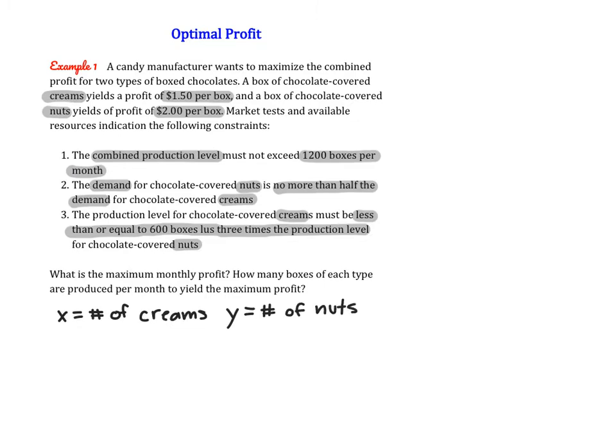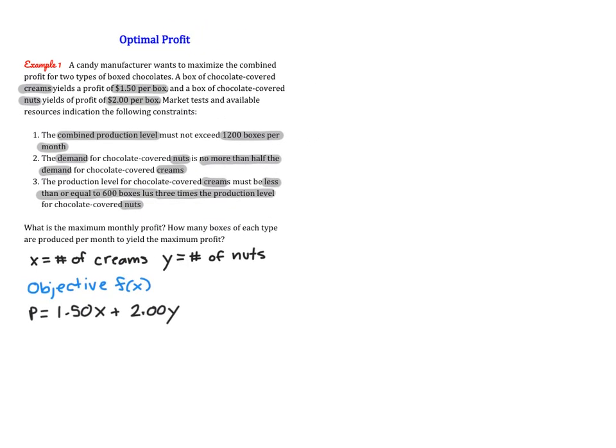So now we need to go back and create our objective function because we want to see what we're trying to optimize. So our objective function is going to be for profit because they ask what is the maximum monthly profit, and we can create that. We can say P equals, when we know we get $1.50 profit for each box of creams, and we know that we get $2 of profit for each box of chocolate covered nuts. So that's our objective function, but we have to also consider the constraints.